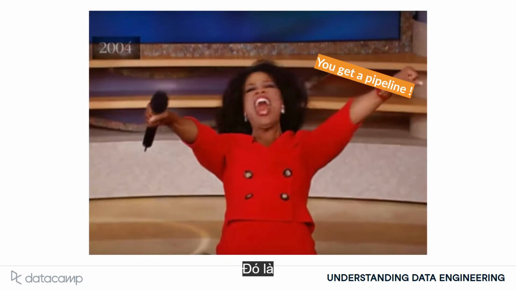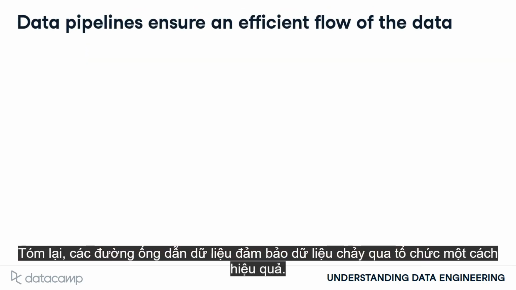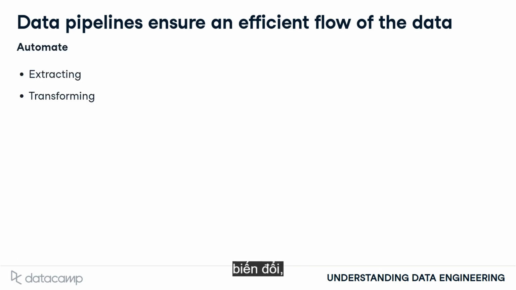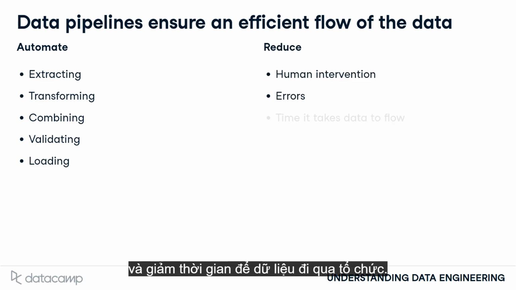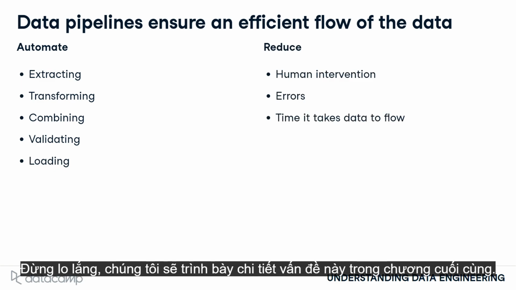Alright, that's a lot of pipelines. In a nutshell, data pipelines ensure the data flows efficiently through the organization. They automate extracting, transforming, combining, validating, and loading data to reduce human intervention and errors, and decrease the time it takes for data to flow through the organization. Don't worry, we'll cover this in detail in the last chapter.